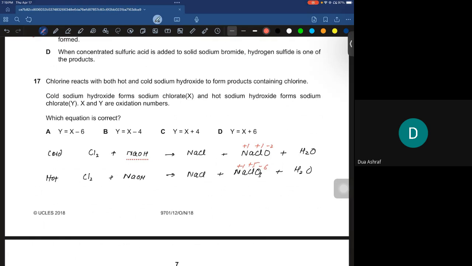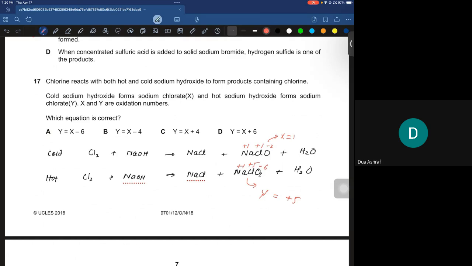So which equation is correct? X is the oxidation number for the cold, and Y for the hot. In this, X is equal to plus 1 and Y is equal to plus 5. If you put these values in this equation, minus 5 is equal to plus 5. No, this equation is wrong. Mathematically, this is wrong. It should be equal on both sides.